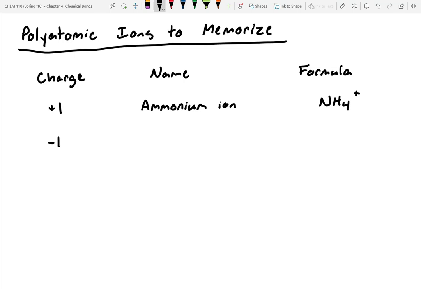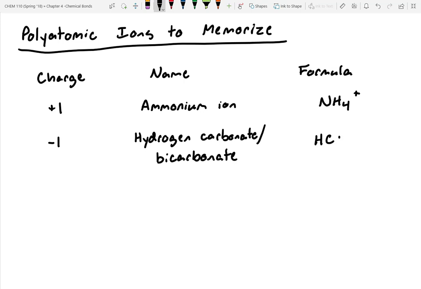This is hydrogen carbonate. However, chemists will often call this bicarbonate. They mean the exact same thing. And this is HCO3, and it has a negative charge overall. And then after that, we've got another one that's -1, and this is acetate.